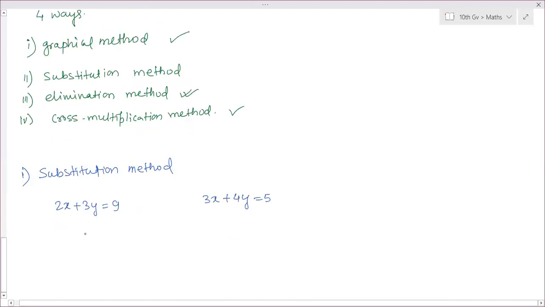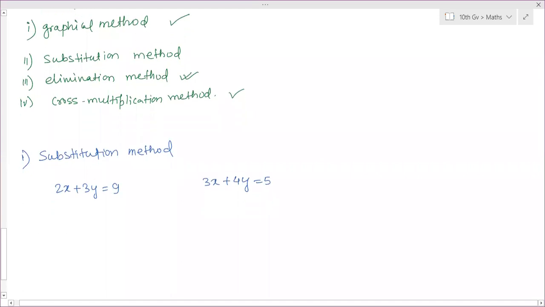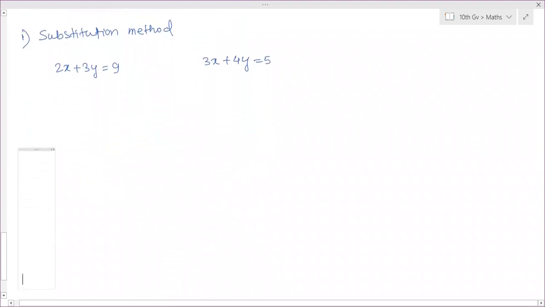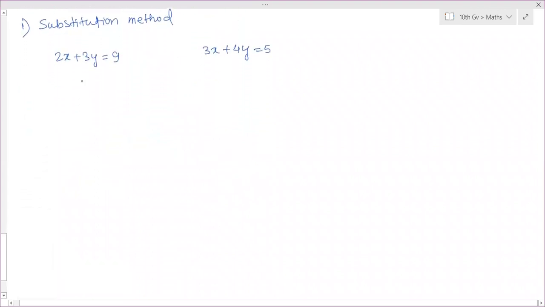Otherwise, you do something in between, then again come back to the first one, again go back to the second one, and it will be much more difficult. So for a pair of linear equations, whatever simplification we have to do for the first equation and the second equation, we can do it parallelly. Making two columns, you can solve those equations. So here, we use the method of substitution.